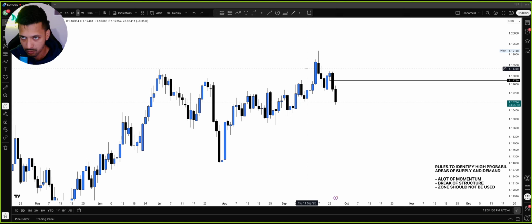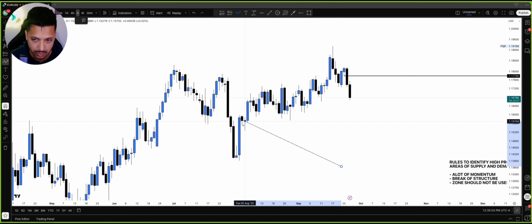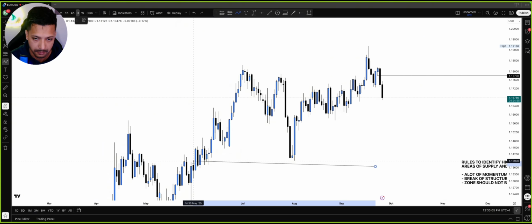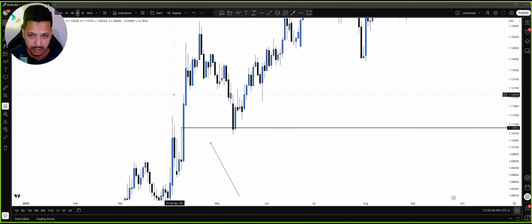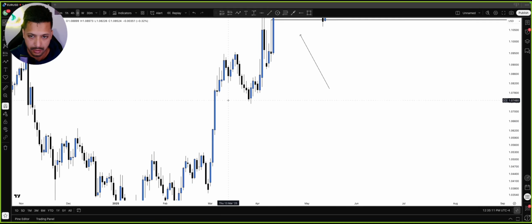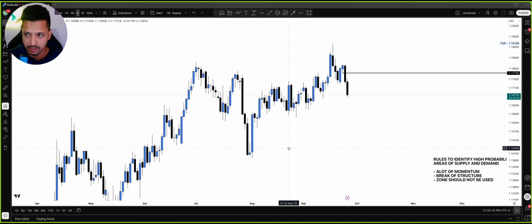What do I mean by a void? A void is pretty much something like this. Something like this that price is creating currently, right? Kind of like empty space, you could say. Right here, this is also a void, right? Let me see if I have any more examples. A void, yeah, right here. This is a void, right? This is a void. So what price does is price always ends up filling these voids.